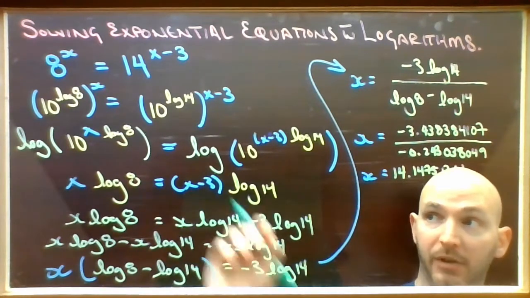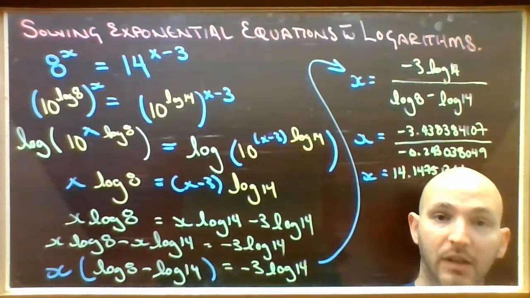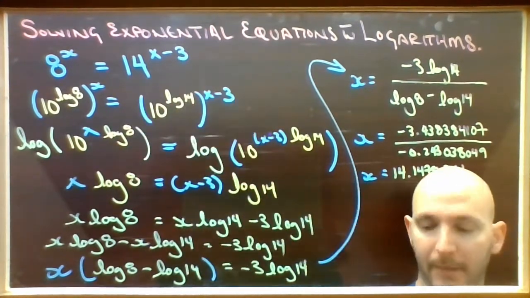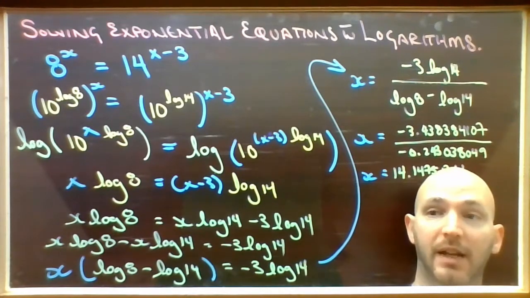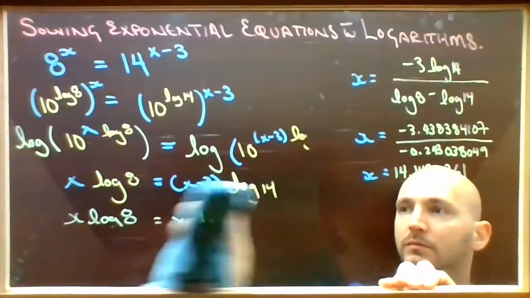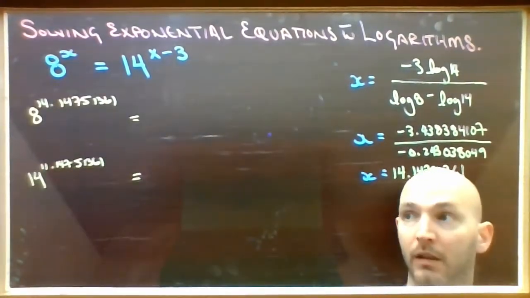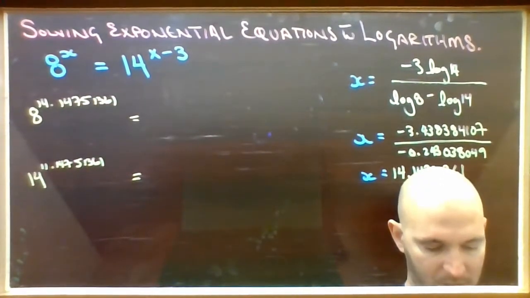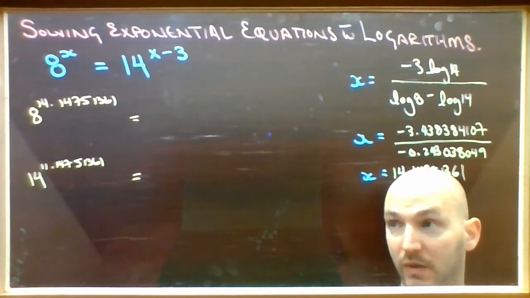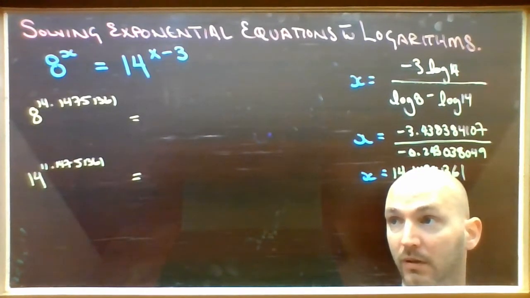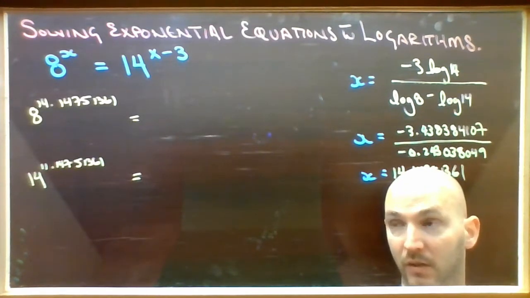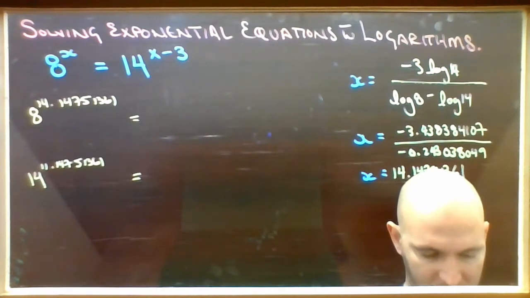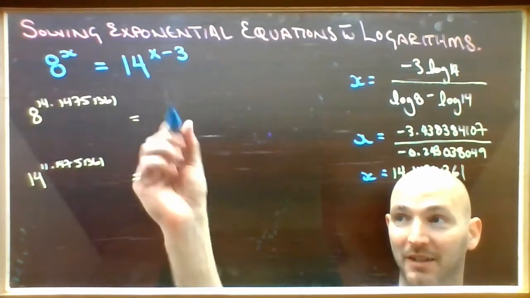So according to our algebra here, 8 to this exponent should end up giving me the same value as 14 to this exponent minus 3. So I'm going to clear up some room, and I'm going to actually write that down and see what happens. So this number on an 8 in an exponent, 8 to the exponent 14.14751361 is 5.9769 times 10 to the 12. This is an enormous number.